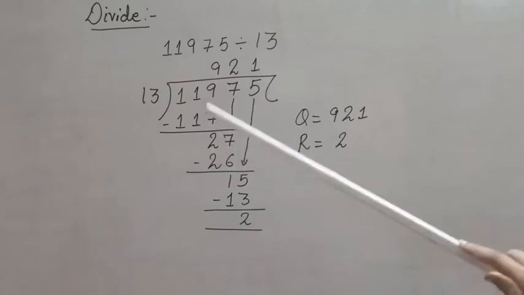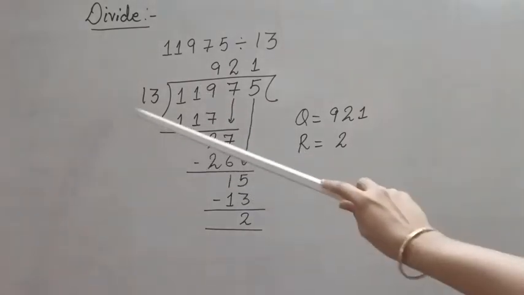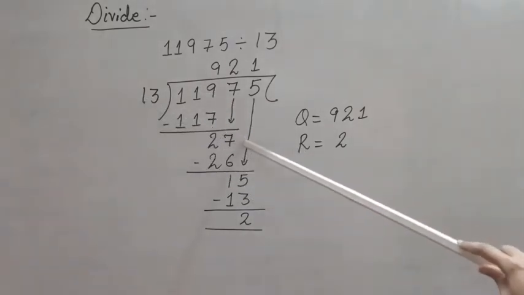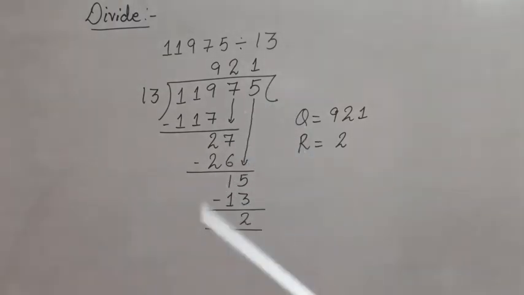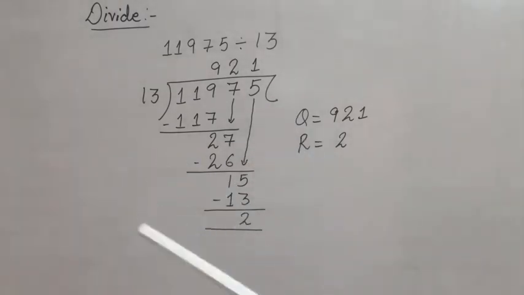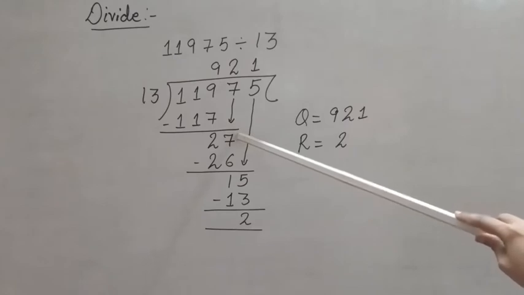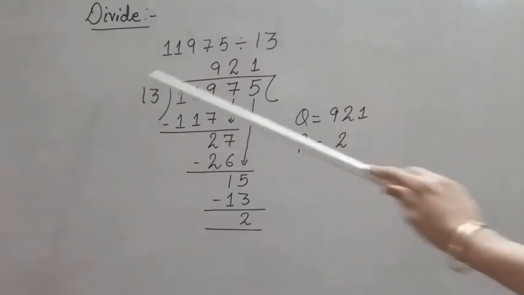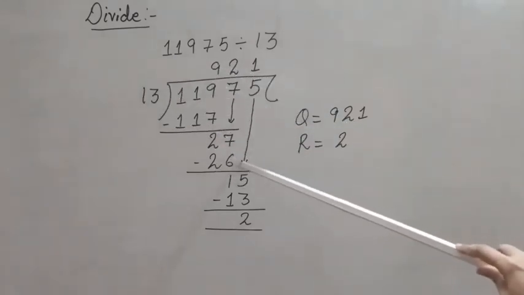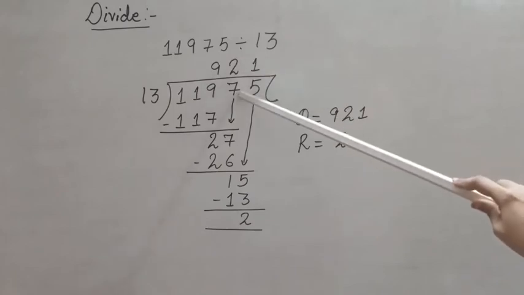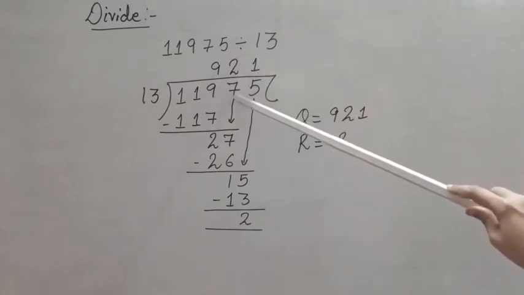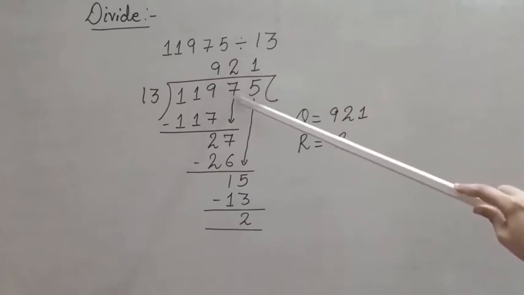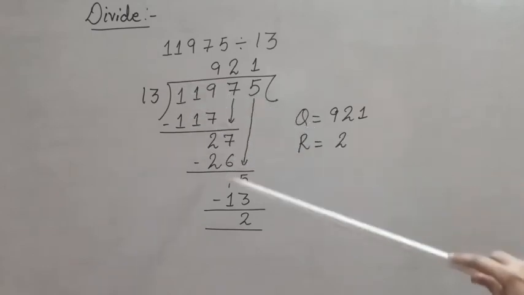Again I need to see how many times 13 goes into 27. Now I know 13 2s are 26 and 13 3s are 39. So 39 will be bigger than 27. So I will go with 13 2s are 26. This 2 I will be writing on the top of 7. Why? Because this time I have taken which digit? This 7 only. Okay, now I will subtract.